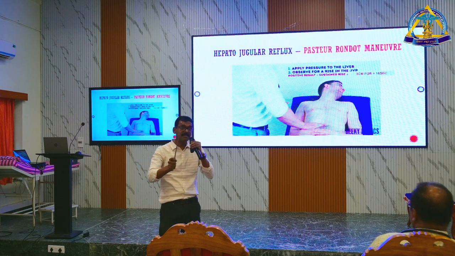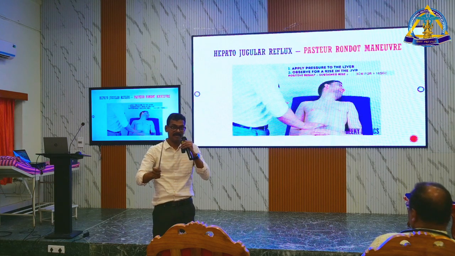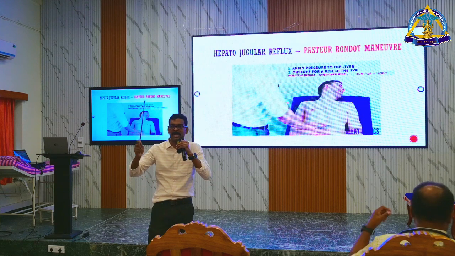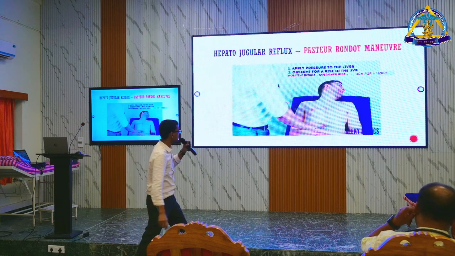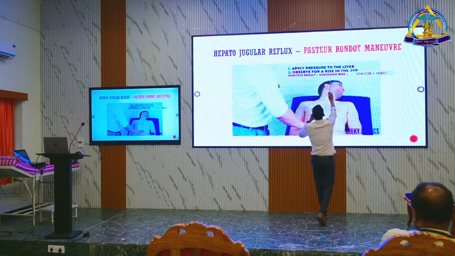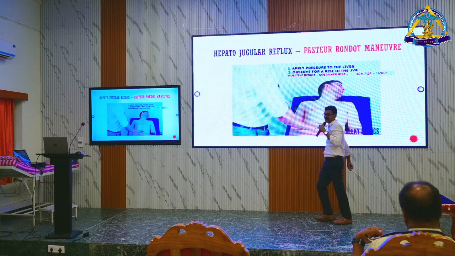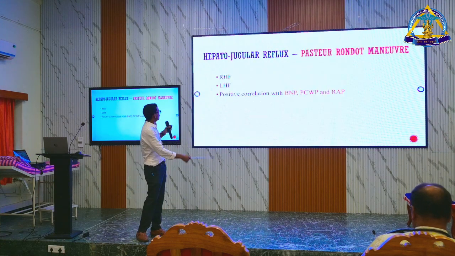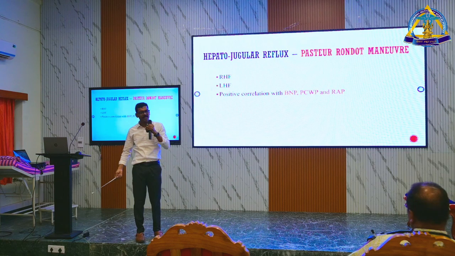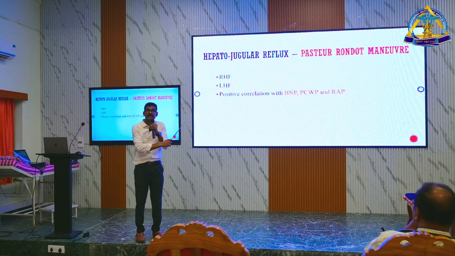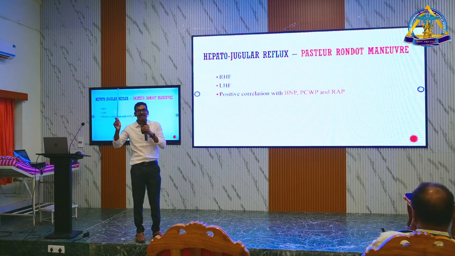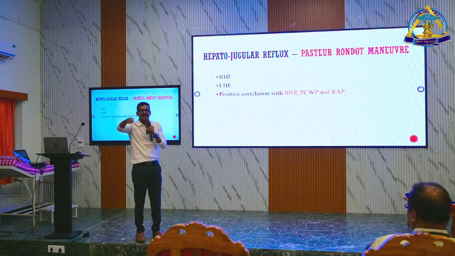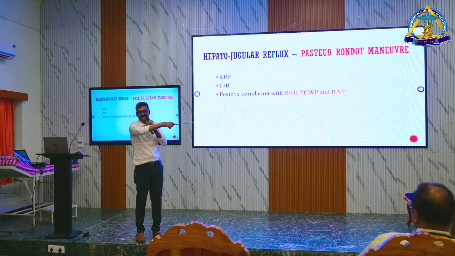But usually, the right ventricle can accept it. So after 10 seconds, the level will come down. If you have a failing right ventricle, it can't accept, so the elevation will persist for more than 15 seconds. So the positive hepatojugular reflex is a sustained rise of more than 3 centimeters for 15 seconds. You learn this by heart because this is an examination point. You get it positive in right heart failure and left heart failure, with very good correlation with BNP, right atrial pressure, and pulmonary capillary wedge pressure, which is an indirect measure of left atrial pressure. So it can be a surrogate marker.